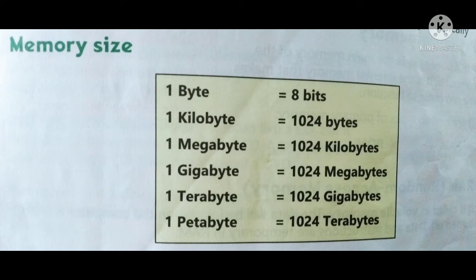1 petabyte is equal to 1024 terabytes. RAM capacity is measured in megabytes and gigabytes.